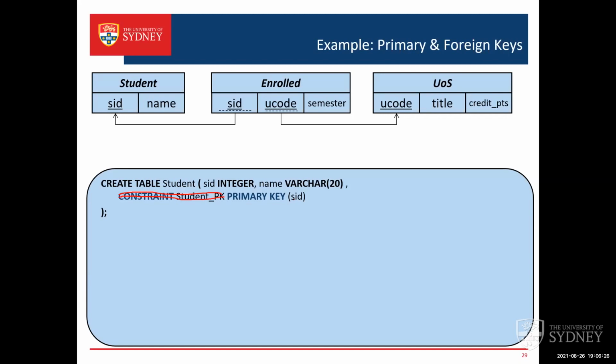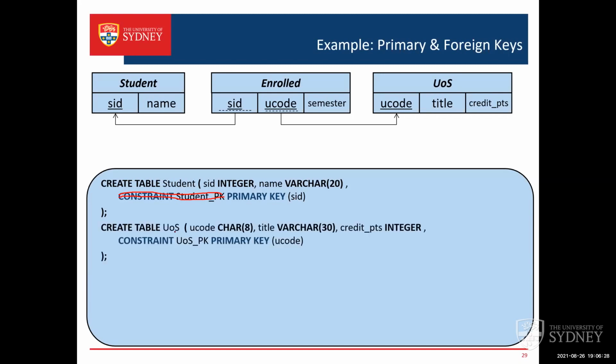The same thing applies for the unit of study table. Again, this part is optional. If you want to use it, that's fine. Why might we need this? If you want to change the primary key later, at that time you can refer to it using this name. But since the system automatically gives a name to us, we don't bother about that.